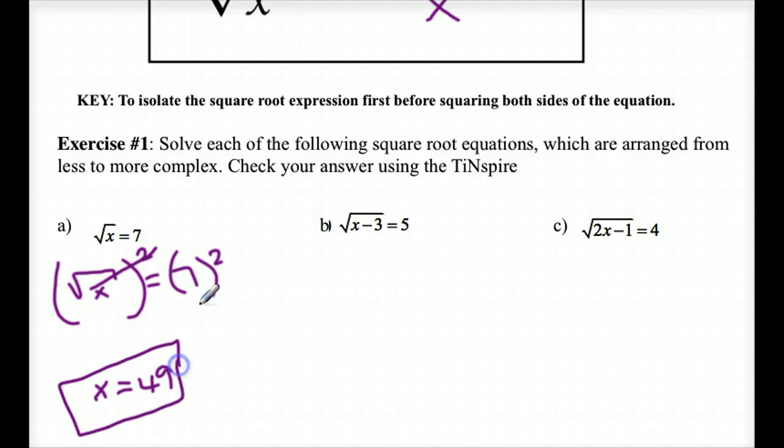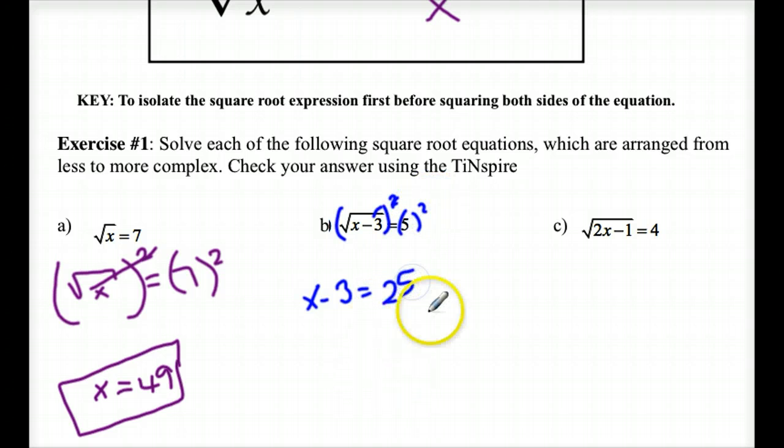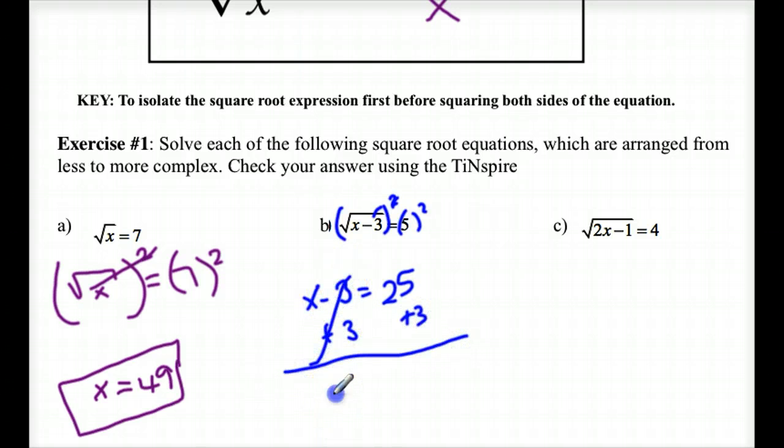And that's it. Now, if we look at B, it says the square root of x minus 3 is equal to 5. Again, what I want to do is square both sides. Perfect. The square root and the square cancel. I'm left with x minus 3 is equal to 5 squared, which is 25. But now I'm not finished. I want x by itself, so I'm going to add 3 to both sides. This cancels. x is equal to 28.